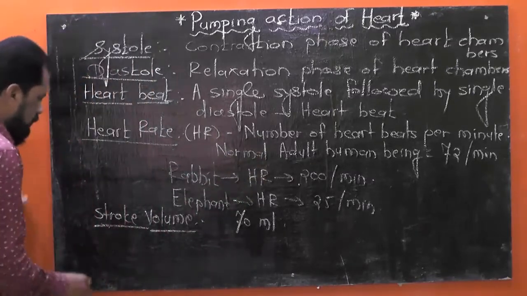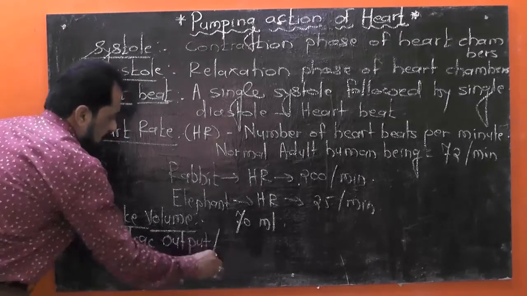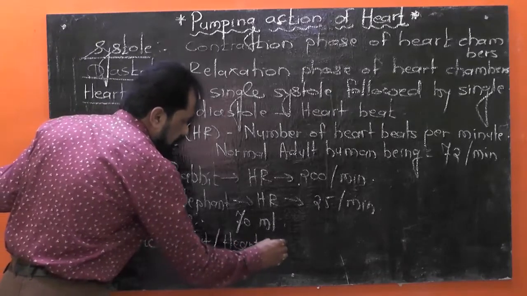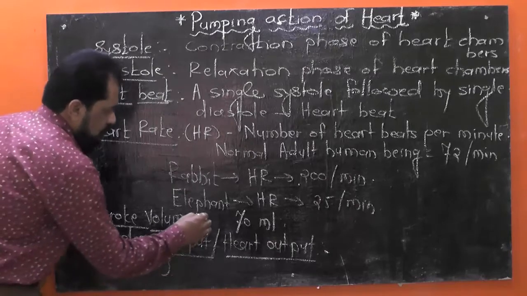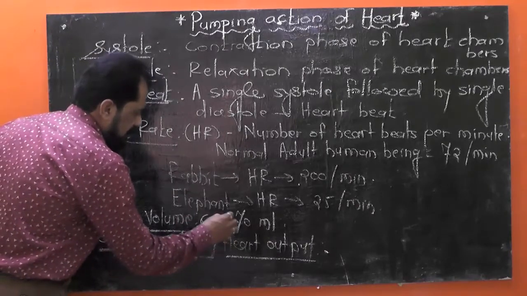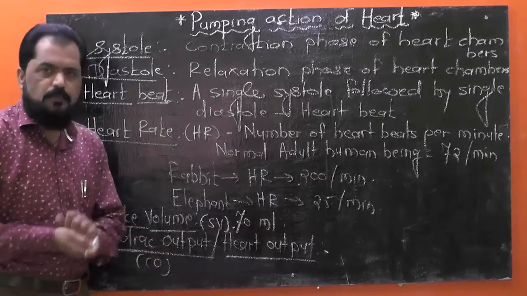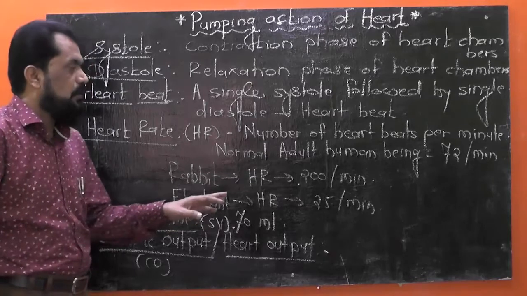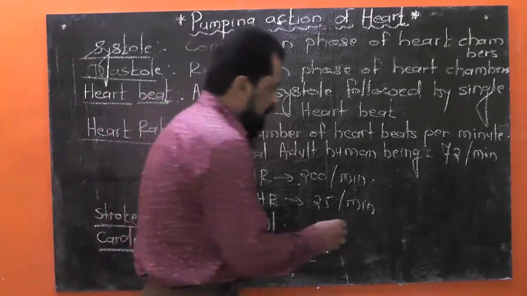Now come to the next term, that is cardiac output. It may be simply called heart output. It is abbreviated as CO. Stroke volume is abbreviated as SV. Now let me tell you what is cardiac output. Before that, once again recall the stroke volume.